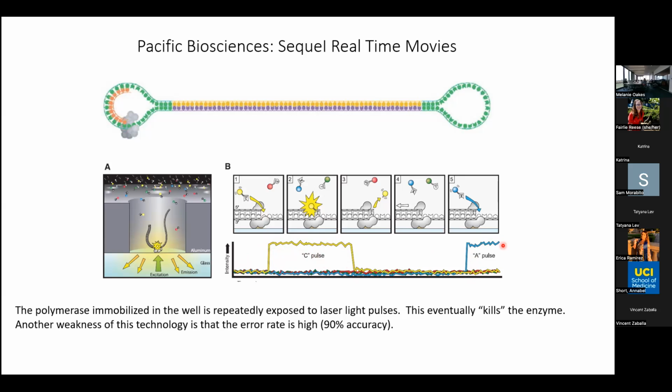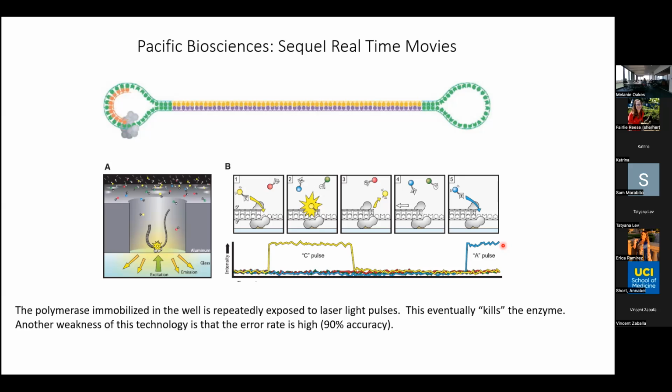The movies can be up to 30 hours long. It only does one of these at a time, and this one has about 8 million zero mode waveguides. It's a Poisson distribution. So if we're lucky, we're going to get maybe 50 to 75% populated zero mode waveguides.